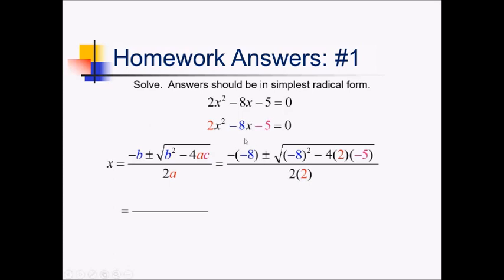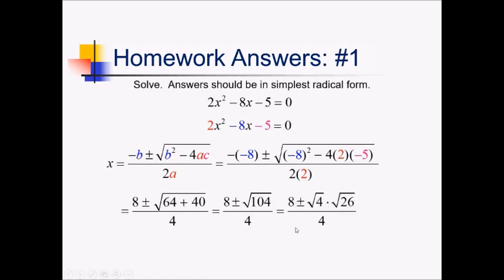Simplifying, that's going to be positive 8 outside plus or minus square root of, this will be 64. And all these things multiplied together, let's see, this is negative 8 times negative 5. That's positive 40 in there. And then we have a 4 down below, 2 times 2. 64 plus 40 is 104. And I can definitely split that radical up. It's at least divisible by 4. 4 times 26. And I don't think there's any other perfect squares that go into 26. So this is as good as it's going to get after we simplify it.